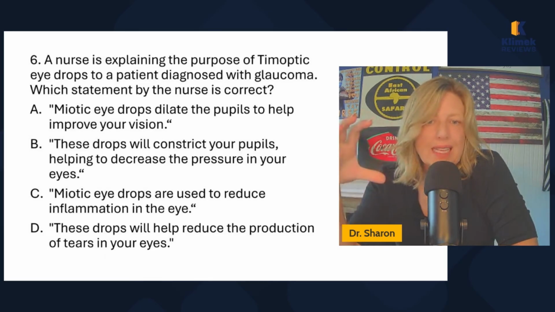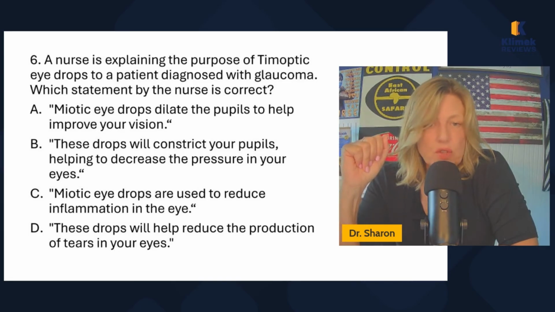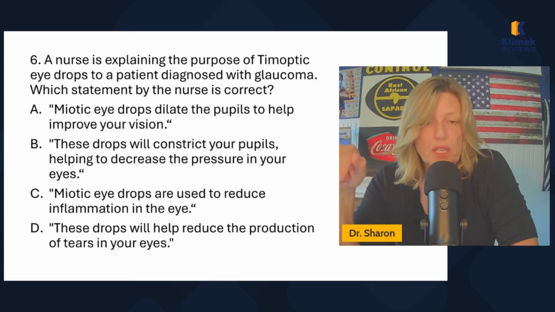Miotic eye drops dilate the pupils. No, that's not true. These drops will constrict your pupils. That's true, helping to decrease the pressure in your eyes. Miotic eye drops are used to reduce inflammation in the eyes. That's not true. These drops will help reduce the production of tears in your eyes.